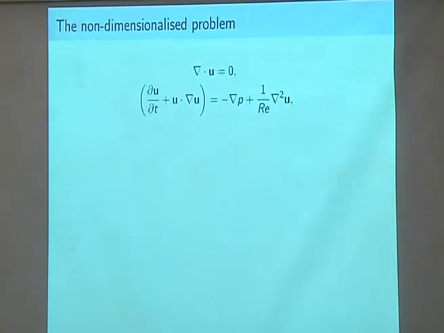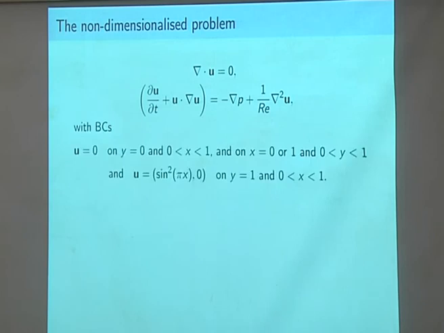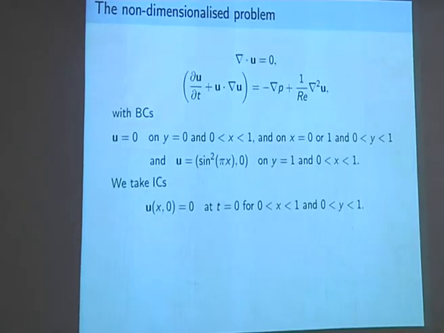So the non-dimensional equations are not much different. Before we had a rho and a mu, and they've turned into a Reynolds number. That's it. As far as the equations, they've hardly changed. And the boundary conditions now become on 0 to 1, x equals 0 or 1, y goes from 0 to 1. So that's the non-dimensional problem, not much changed.